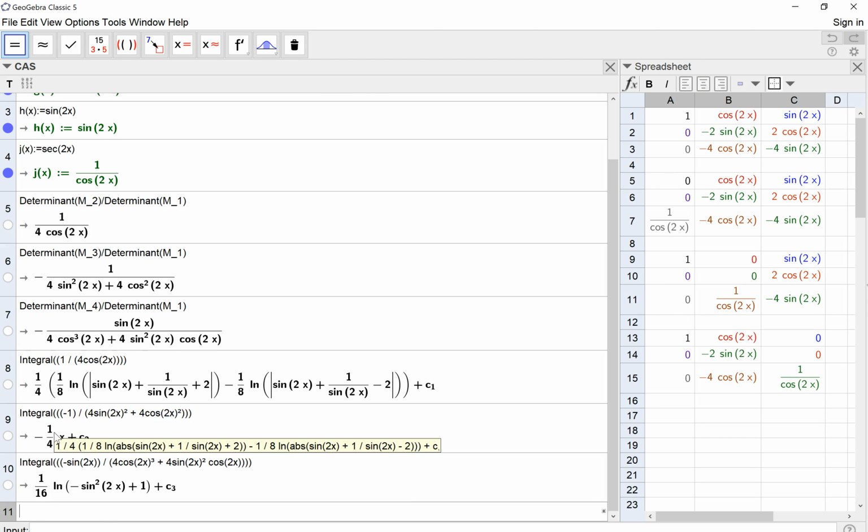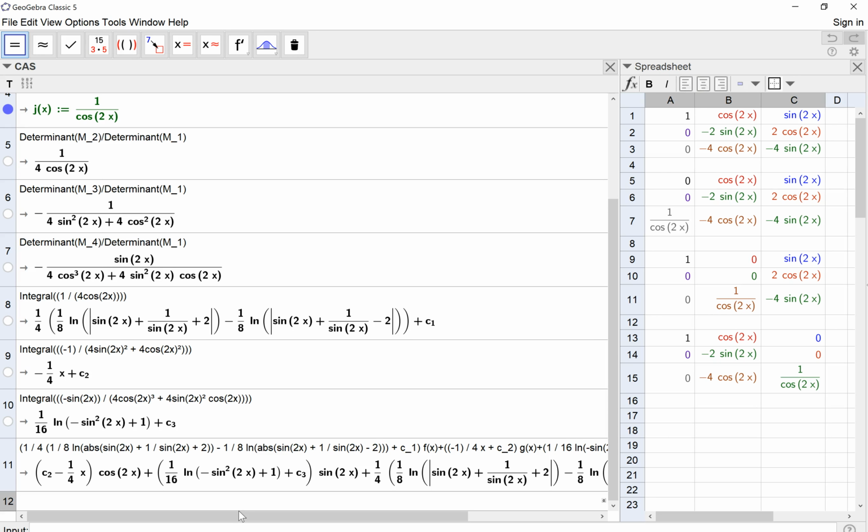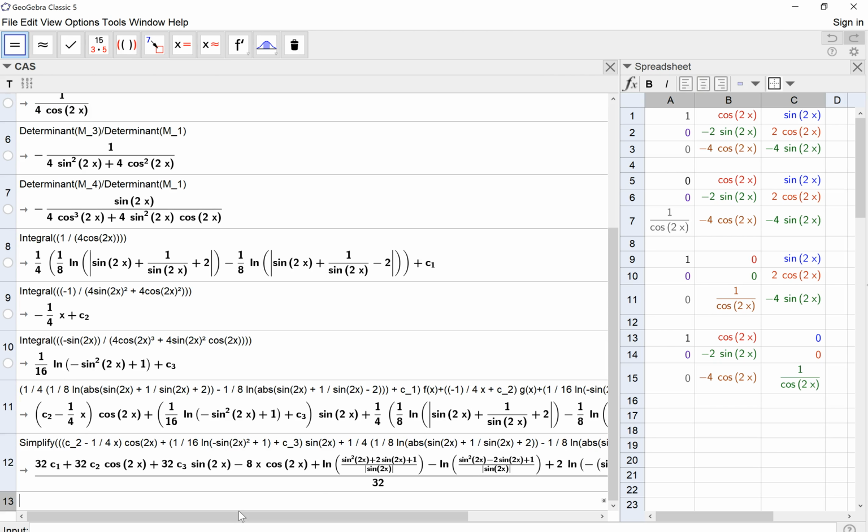Each of those are integrated quite nicely. Now we want to take our number 8, multiply it by f of x, add our number 9, multiply it by g of x, add our number 10, and multiply it by h of x. It's a little ugly. Let's see if we can simplify this a little bit. Let's simplify number 11. That didn't make it any better, but let's see if we can pick out some pieces that will help us.